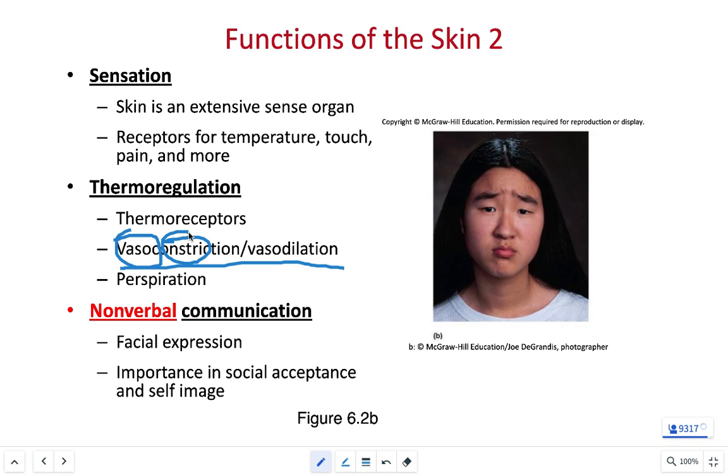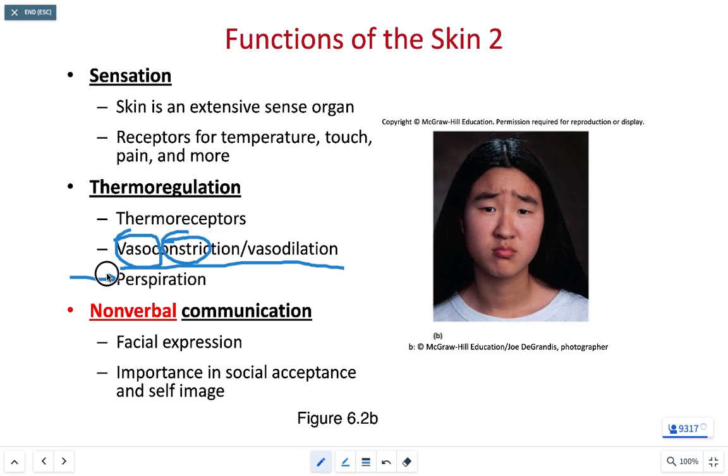And then we can also have vasodilation. In those situations where we have vasodilation, we dilate or open up the superficial blood capillaries so that more blood is redirected to the surface of our body so that we can radiate excess heat from our core organs to the outside environment. This is just one way that we can help to maintain homeostasis.